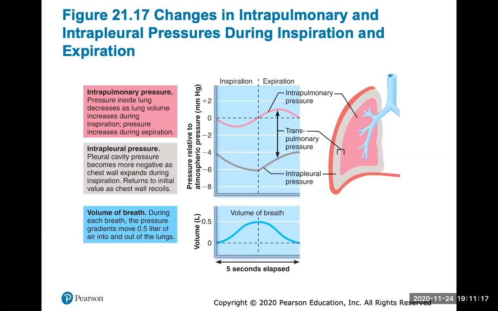Changes in intrapulmonary and intrapleural pressures during inspiration and expiration. I'm not going to ask you guys to know the specific changes of each, but you can kind of see the difference of changes in the intrapulmonary pressure and intrapleural pressure during the course of one breath over about 5 seconds.